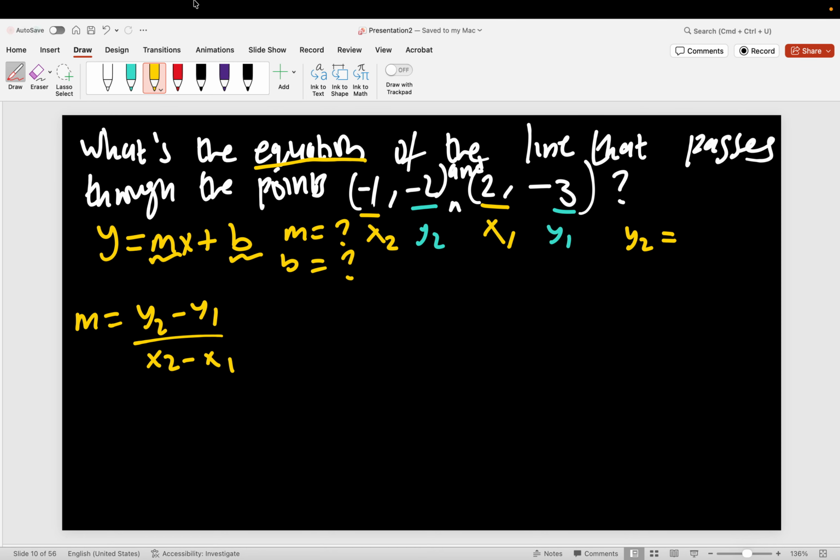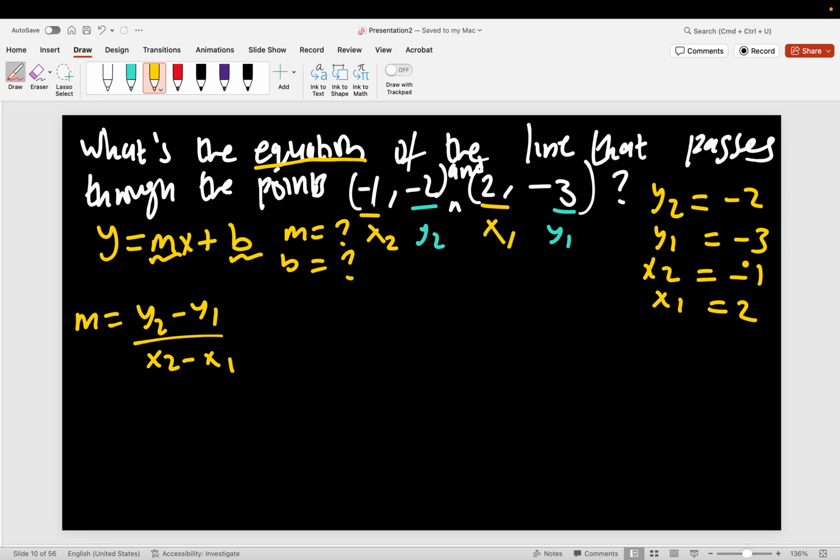Okay, so now let me just write them out. So y2 is equal to -2 and y1 is equal to -3 and x2 is equal to -1 and x1 is equal to 2. Is that true? So y2 is -2, y1 is -3, x2 is -1, and x1 is 2. That is correct. So we're going to go ahead and plug it in here. So it's going to be -2 minus y1, which is -3. We're going to divide that by x2, which is -1, minus x1, which is 2.